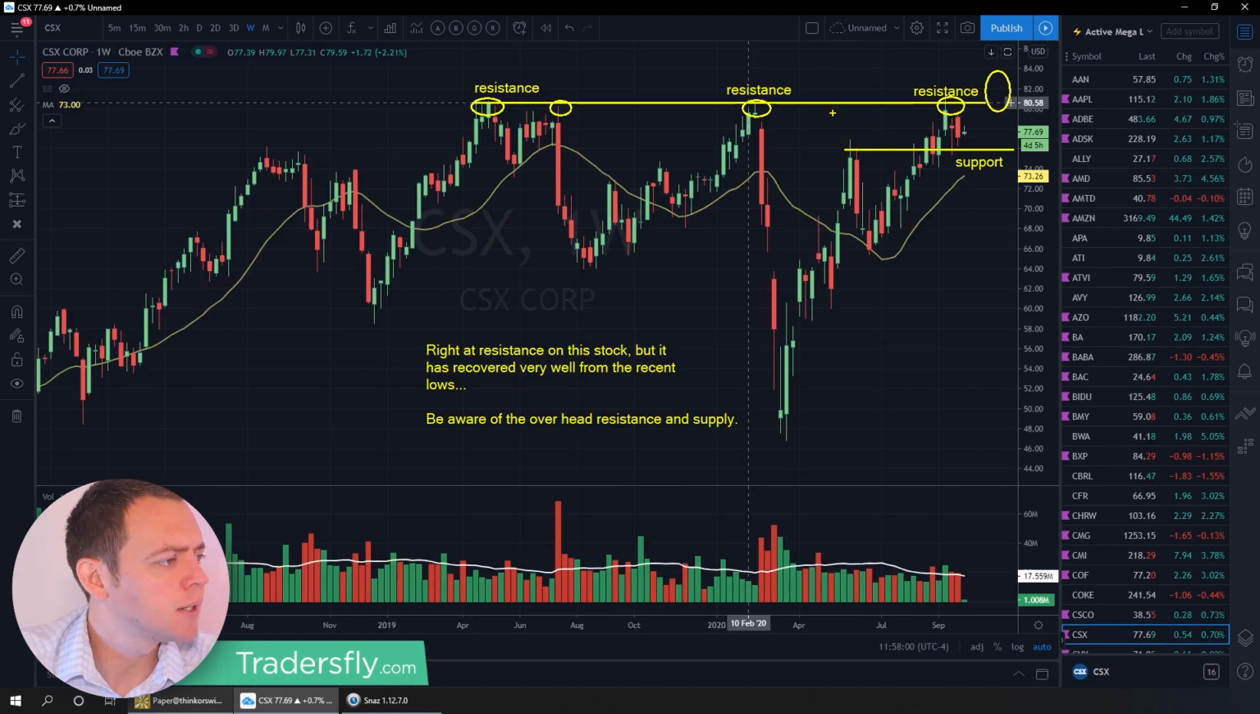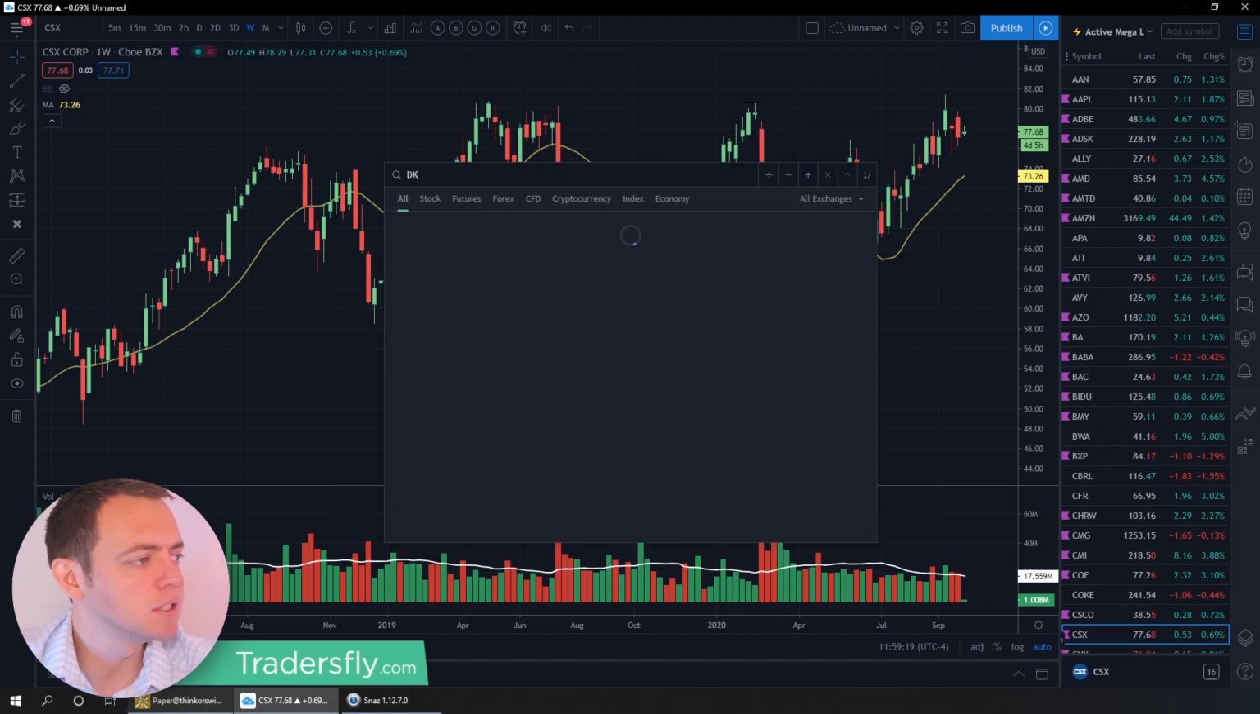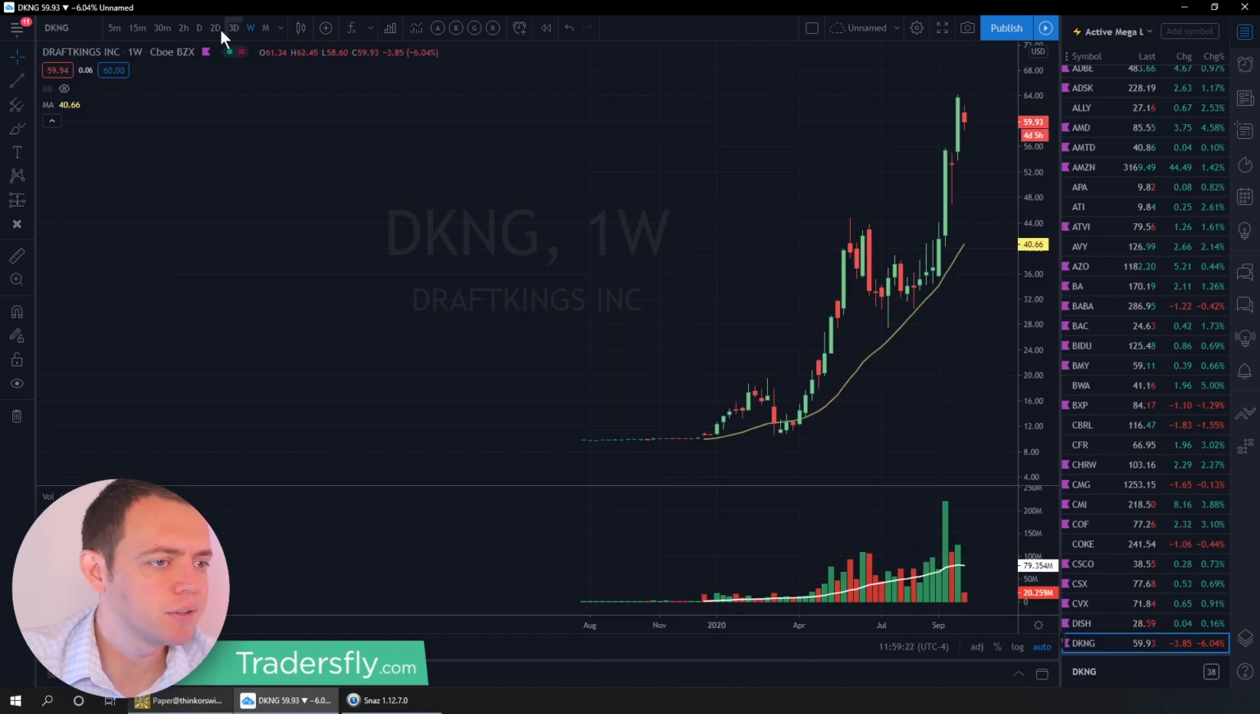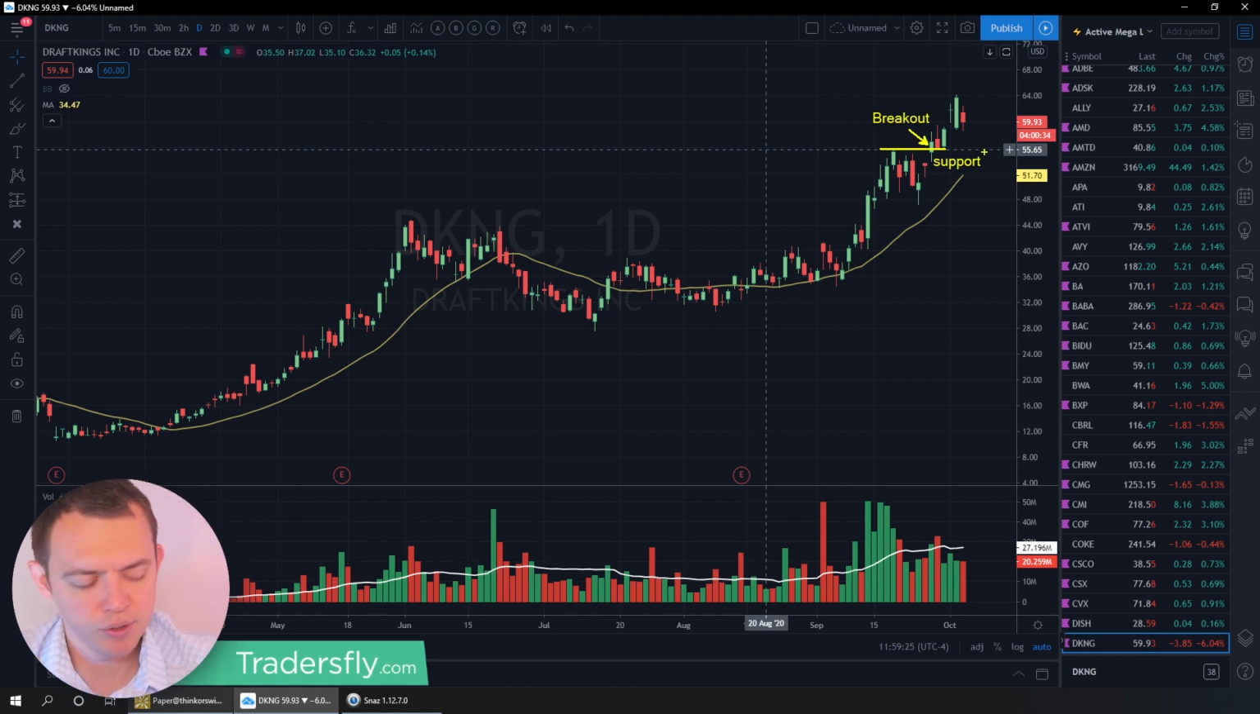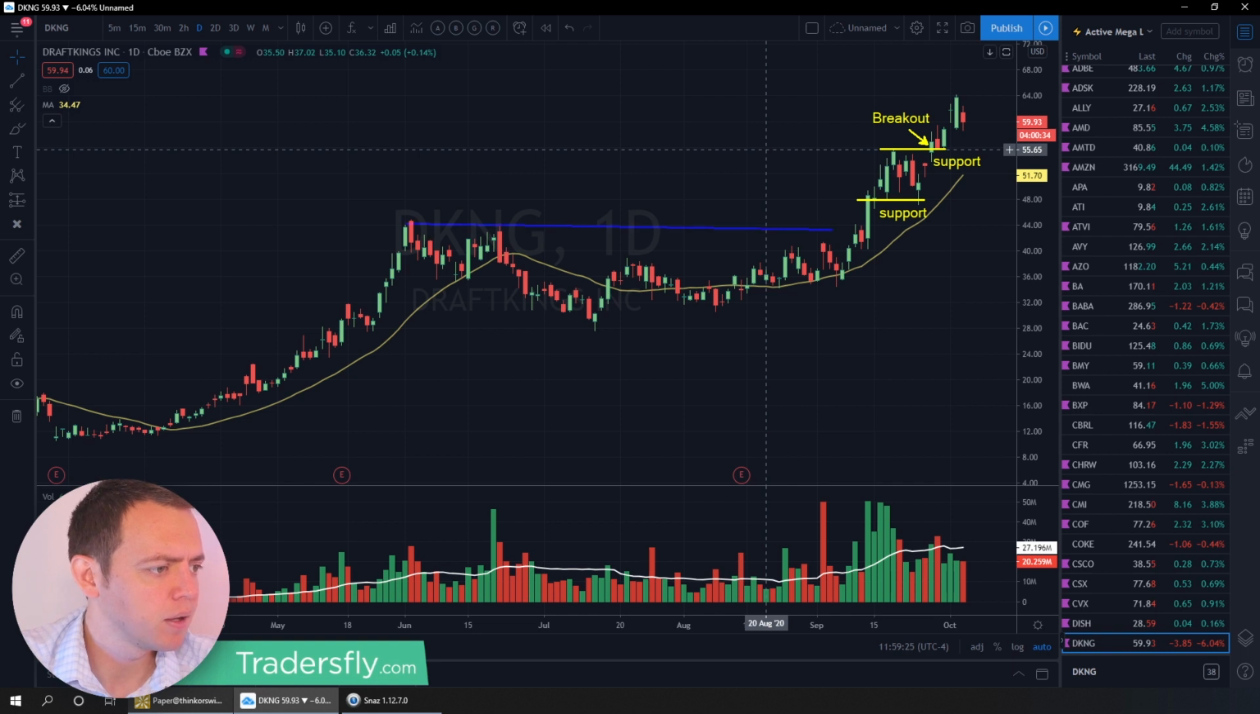All right, next thing, DKNG. I'll go on the daily on this one. When you look at this, you can see we've had a nice breakout here. Here was your resistance, so now this is your support. You also see this previously. Here is support, and notice this other area here, breakout. Here's your resistance.